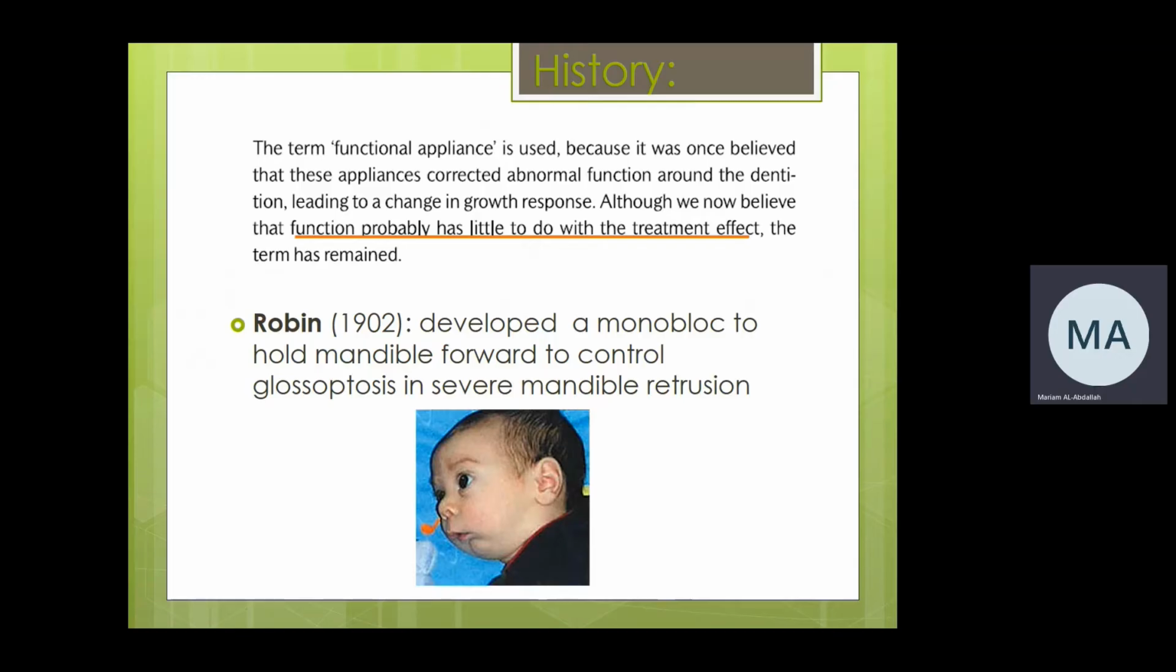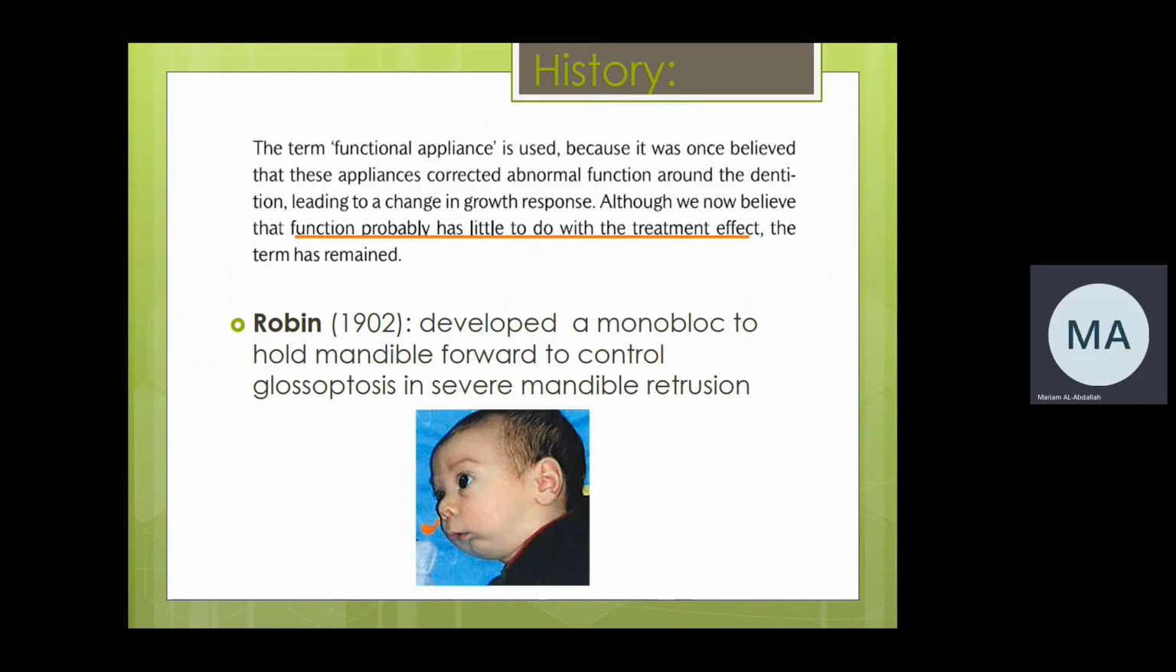Where did all this start? Well, this started in 1902 when Pierre Robin tried to treat some newborn children with a severely retrusive mandible. So these patients have almost no mandible. It's severely retrusive, which affects the space for the tongue, and the tongue will be pushed backward, and this will in turn affect the space for breathing. It will cause difficulty in breathing.